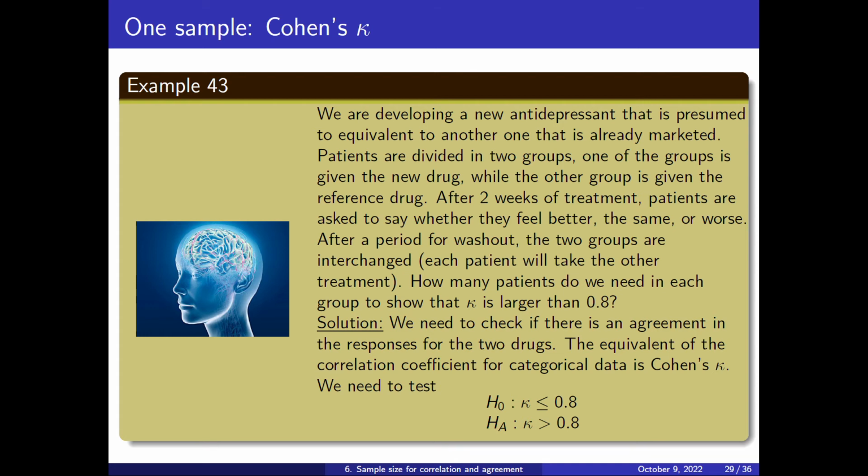After 2 weeks of treatment, patients are asked to say whether they feel better or not, so we have 3 possibilities: better, the same, or worse. And after a period of washout, the 2 groups will be interchanged, so each patient will take the other treatment. How many patients do we need in each group to show that kappa, a way of measuring correlation, is larger than 0.8?